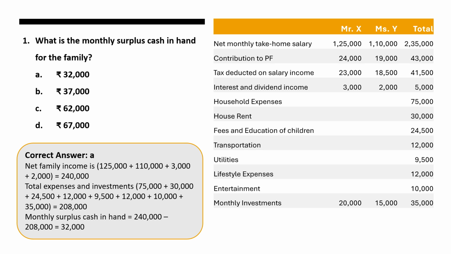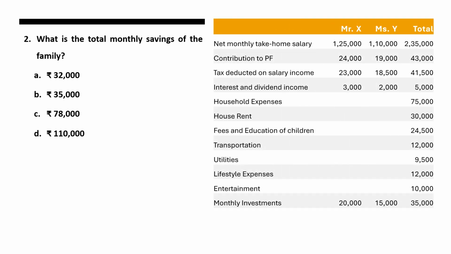From this we have to deduct the total expenses and the investment for which there will be cash outflow, right? So the total expenses, which is total of all the expenses and also the committed investments of 35,000. Once we deduct the total expenses from net family income, we get monthly surplus cash in hand, which is 32,000. Okay, moving to the next question.